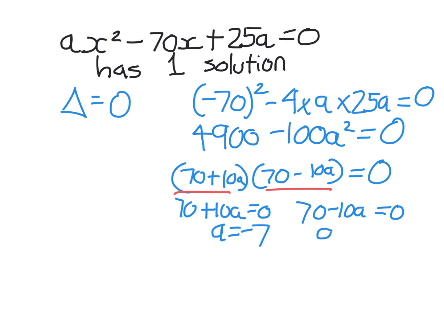And similarly here you get a is 7. You can write the solution as a equals positive or negative 7. So if you substitute a for 7 or negative 7 here and here, you will get a quadratic equation that has a 0 discriminant and therefore has only one solution.